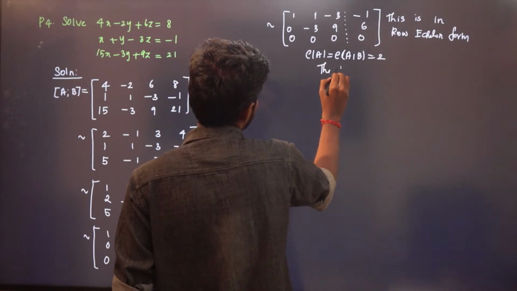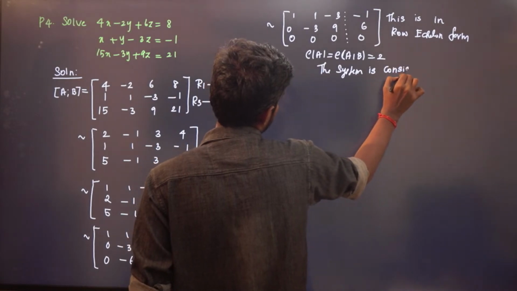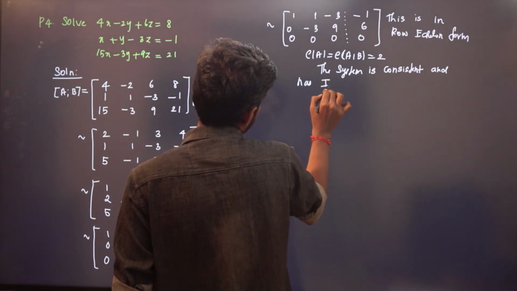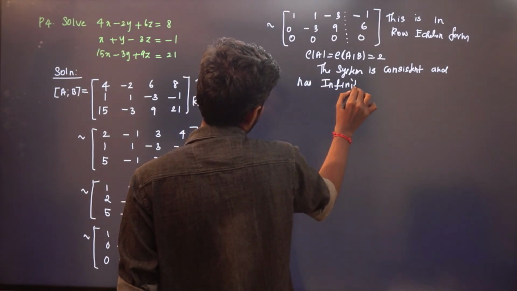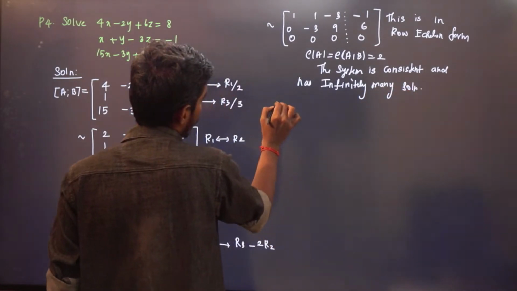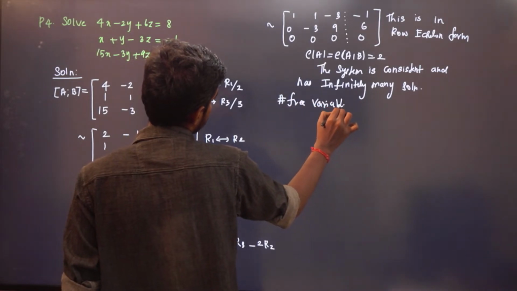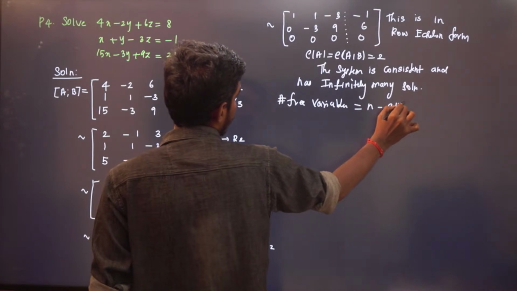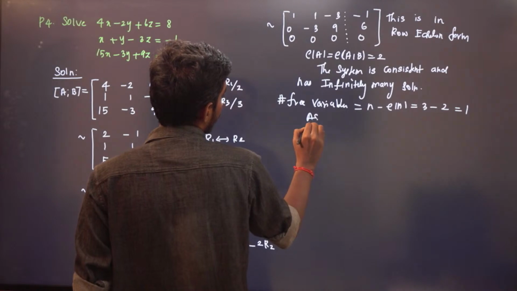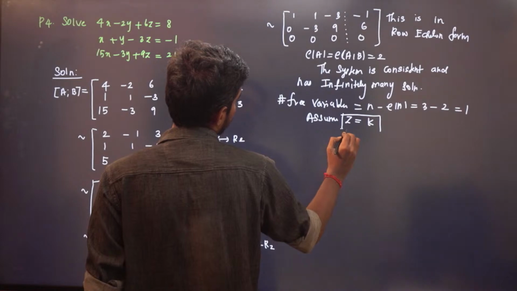That means the system is consistent and has infinitely many solutions, and the number of free variables is n minus rank of A, total number of variables minus rank. So you have one free variable. Assume z is equal to k.